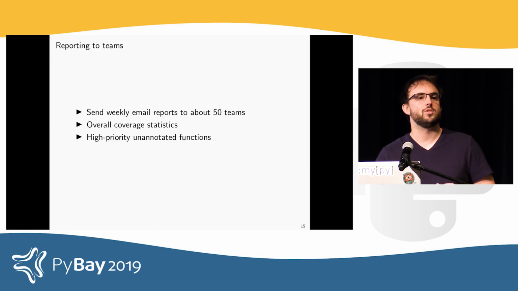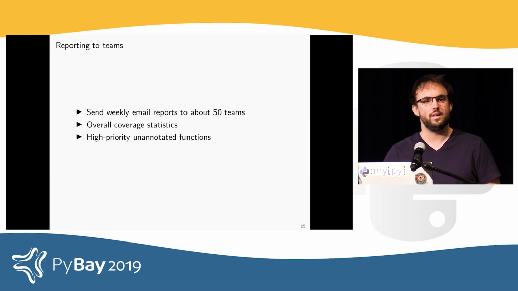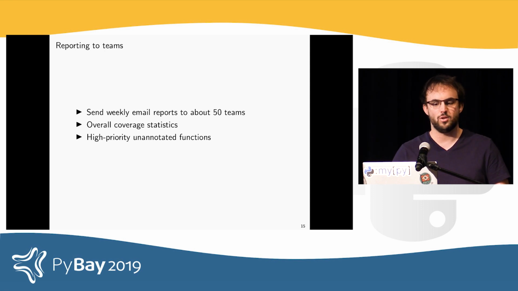One of our big goals is to sort of encourage the virtuous cycle to get teams to do their own work. So as part of that, we send out weekly coverage reports to about 50 teams at Dropbox that give overall coverage statistics. This is what percentage of your code base is covered, and also tells them things about high priority unannotated functions, like, oh, this function is called 100 times and it's not annotated, or this function you think is annotated, but actually it's using a decorator that doesn't understand types, and so it's not really, and things like that. Trying to give action items to teams.